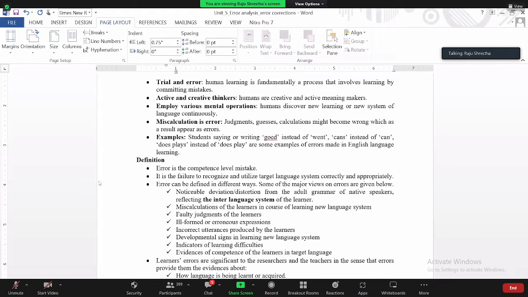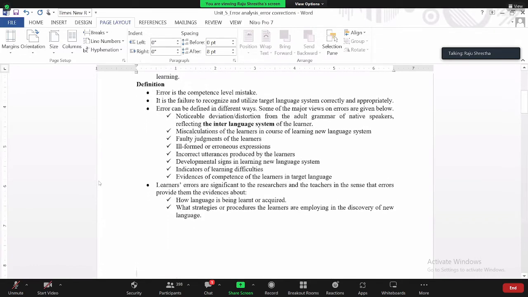But making judgments, making hypotheses, using critical mind, using different mental operations in course of exploring, discovering the patterns of the target language. At that time, what happens? Errors will be seen. That is what developmental signs in the process of learning new language system. Developmental sign, indicators of learning difficulties, evidences of the competence level of the target language. This you can understand as errors.